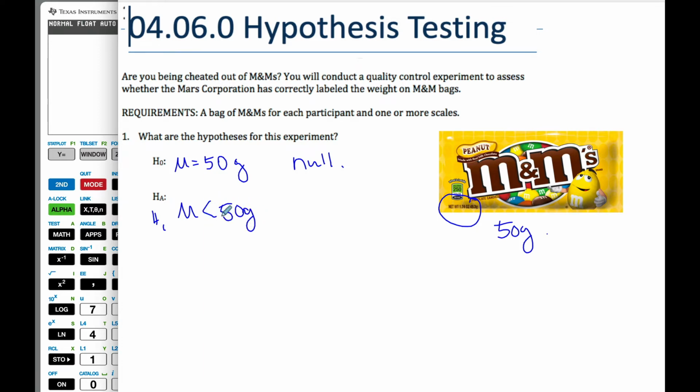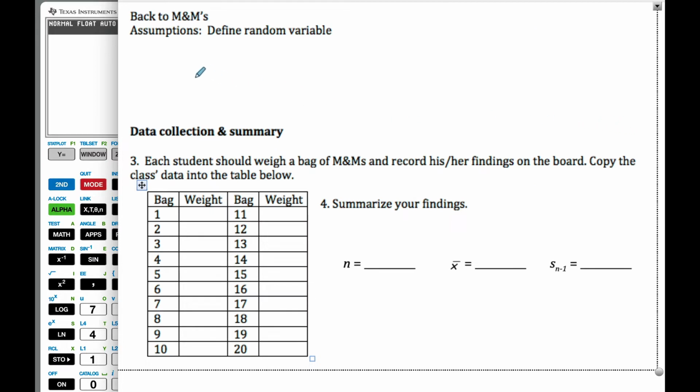This is a one-sided test, a one-tail test, because it's less than. If we wanted to see if there was more than 50 grams, that would be a one-tail test as well. Sometimes in hypothesis testing, though, the null is that it's equal, and the alternative is that it's not equal to 50 grams. That would be a two-tail test. But for our particular example, we want to see if we're being cheated, and so we're looking for less than 50 grams. So in order to do that, we have to look at some assumptions.